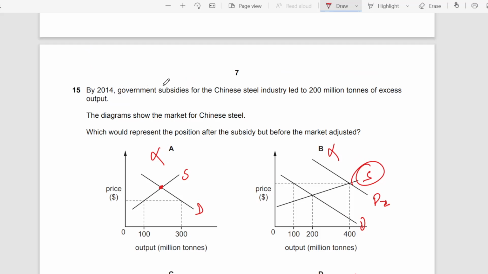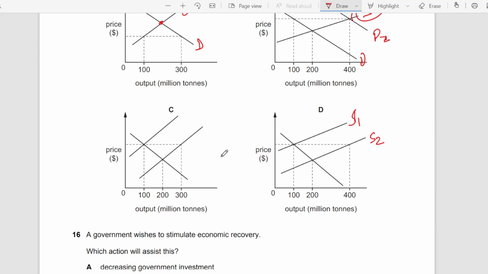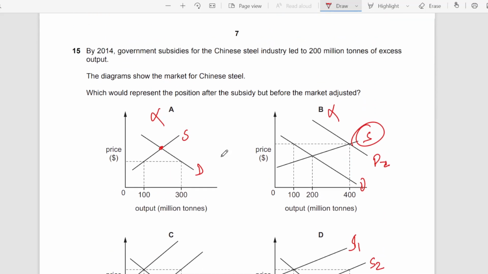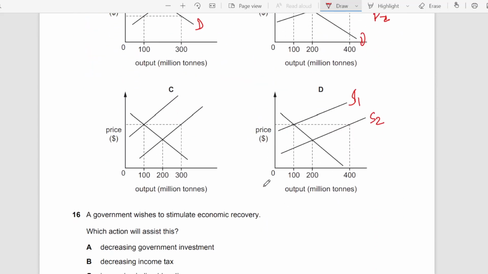The government subsidies for the Chinese steel industry led to 200 million tons of excess output. The diagram shows the market for steel. So there's excess output, that means the supply has exceeded 200 million tons. This is an interesting point here. So here they have tricked you with this question. 200 million tons of excess.